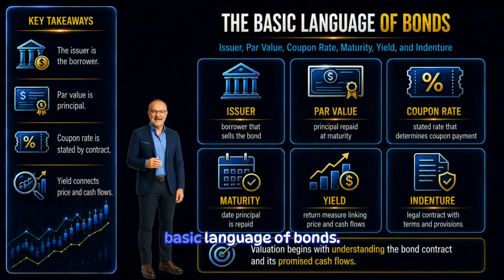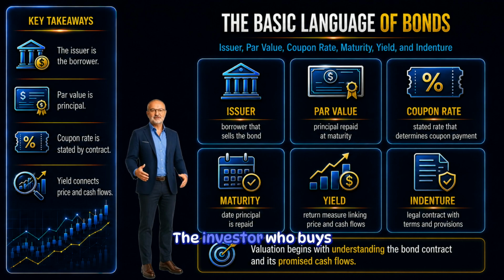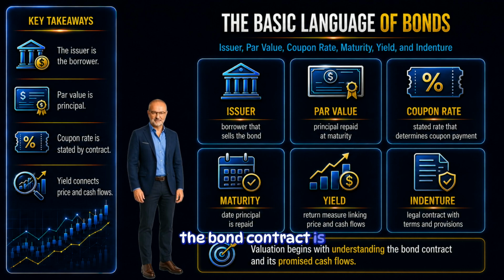Let's begin with the basic language of bonds. The issuer is the borrower. It may be a national government, a corporation, a municipality, a government-related entity, or an international organization. The investor who buys the bond becomes a lender to that issuer. Par value is the principal amount the issuer promises to repay at maturity. Think of it as the amount on which the bond contract is built. The market price may be above or below this amount, but the par value remains an important reference point.